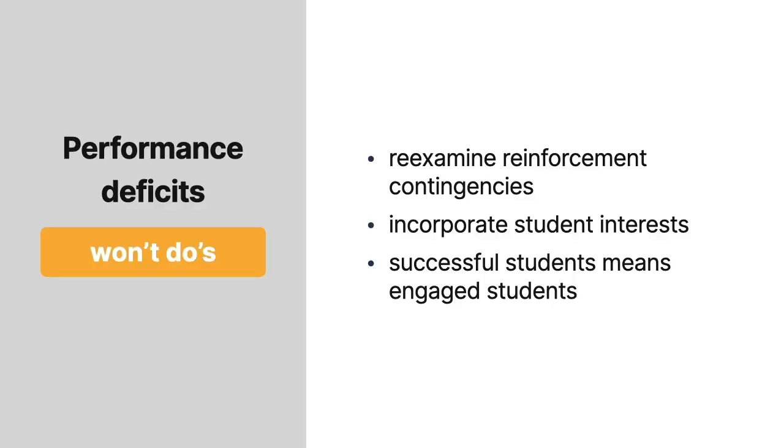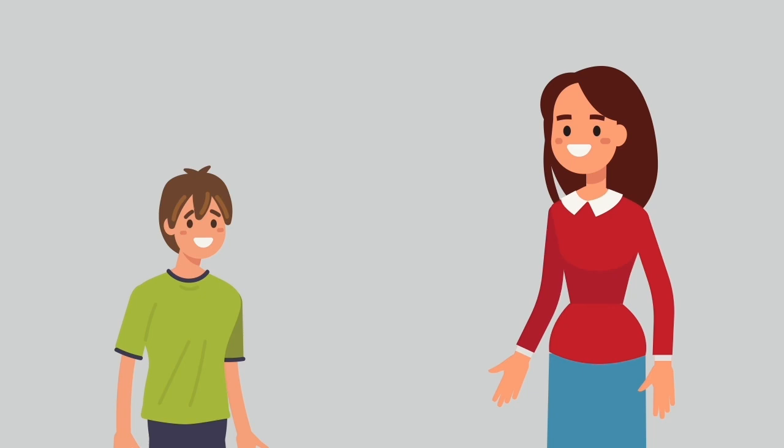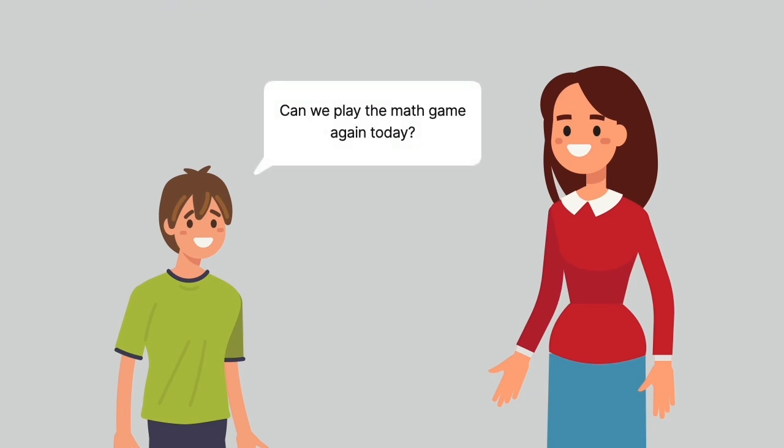But again, with those performance deficits, those won't-dos, we just want to enhance student engagement by re-examining reinforcement contingencies and structuring our environment to ensure time in, class participation for example, is more reinforcing than time out, withdrawing from class activities, for example. In other words, why engage in problem behaviors when it's way more engaging and way more fun and way more valuable to just participate in class because it's an engaging class atmosphere?